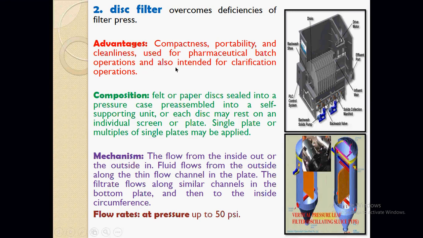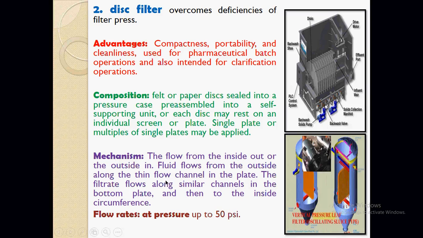Used for pharmaceutical batch operation and also intended for clarification operation. I can use it for batch, meaning small scale, and I can use it for clarification and cake filtration. The composition is filter paper discs sealed into a pressure case pre-assembled into a self-supporting unit, or each disc may rest on an individual screen or plate. Single plates or multiples of single plates may be applied. The mechanism: the flow goes from inside out or from outside in. We can operate them in both directions, the reverse direction, and it is the same.